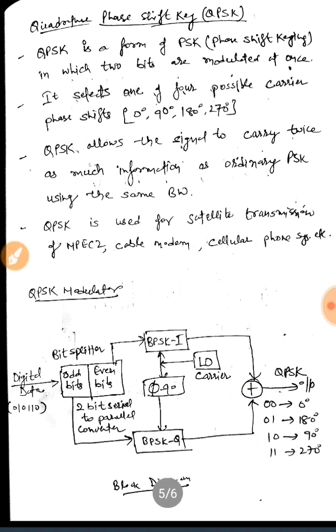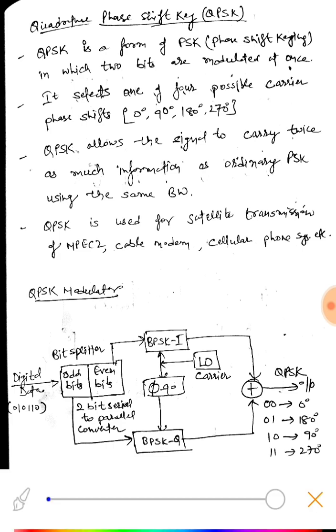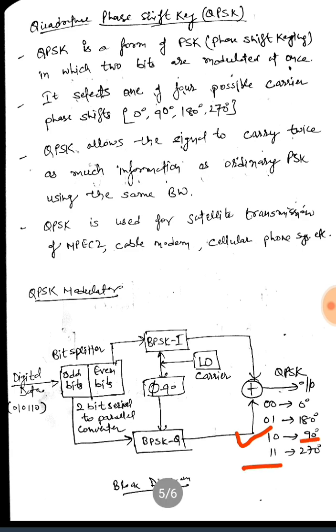Similarly, if we get 1 0, the phase would be shifted by 90 degrees, and similarly if we get 1 1, the phase would be shifted by 270 degrees. So basically in QPSK we have 4 phase shifted versions of the carrier, which can be represented by using 2 bits. So this is our modulator which will generate the QPSK signal.